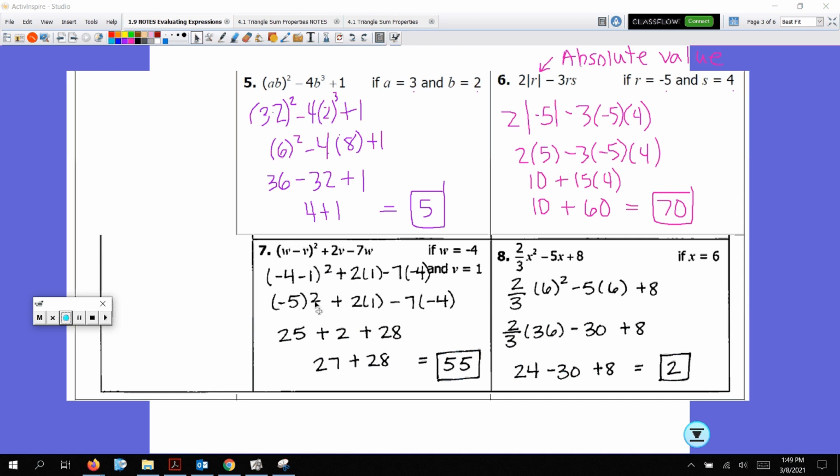I still need to square it. So when you square a negative, if you don't use parentheses in your calculator, you're going to get the wrong answer. So negative 5 times negative 5 is positive 25. That's the only place I could see where a problem happened.